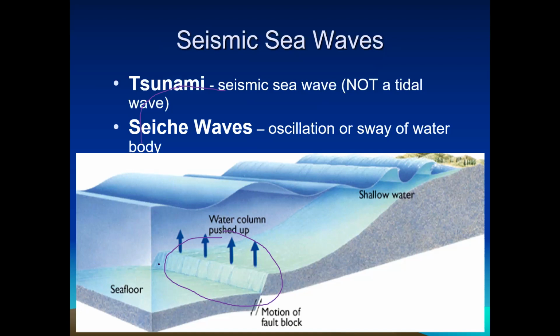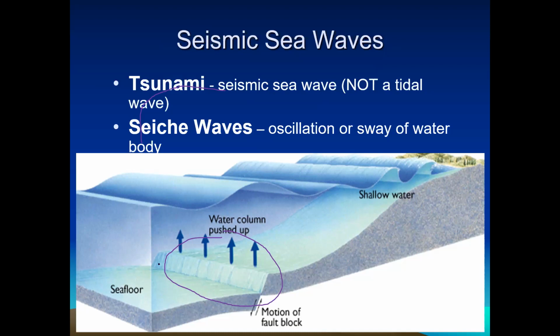A seiche wave is this swaying of water, this back and forth motion of water that will happen in an enclosed body of water, like a swimming pool. I've heard students tell me that during an earthquake, they looked out and water was sloshing out of the swimming pool. It could be a lagoon, it could be a pond or a lake.